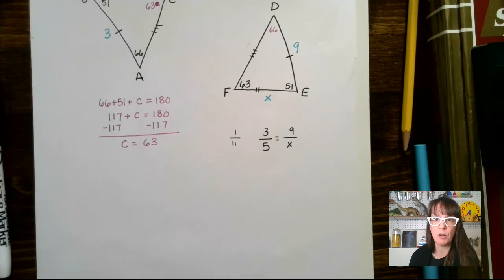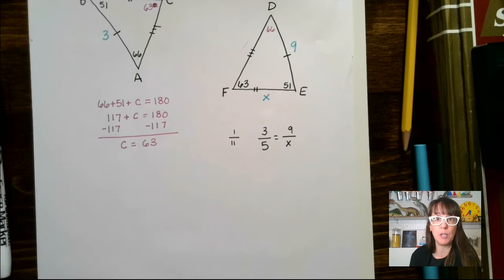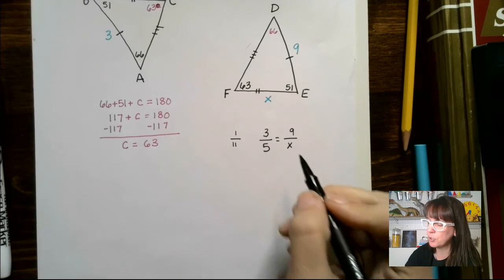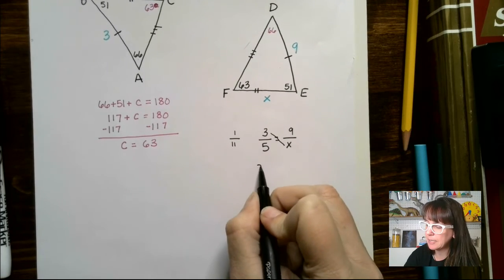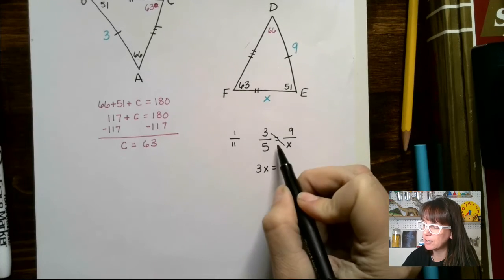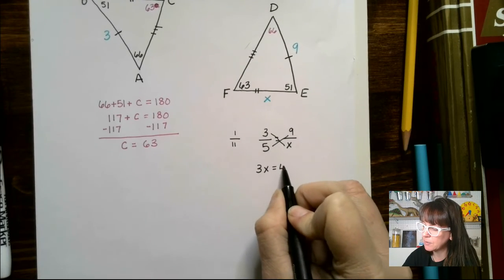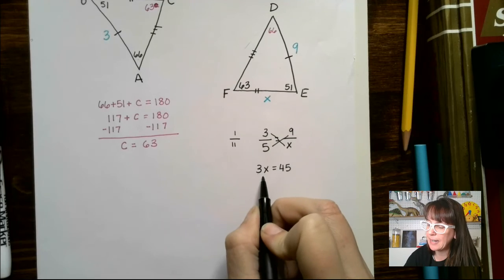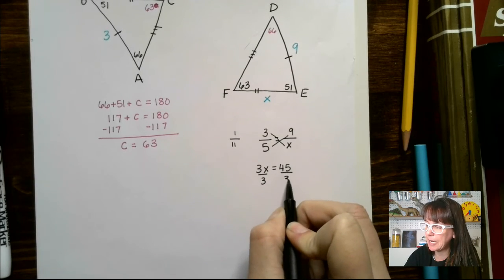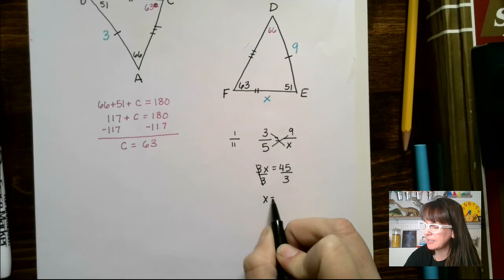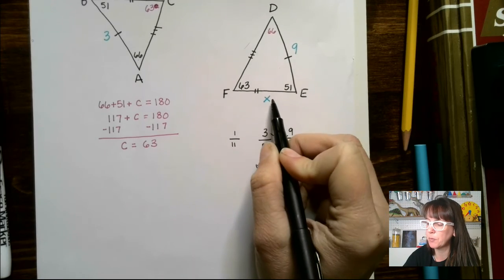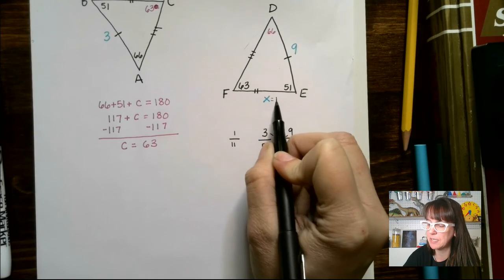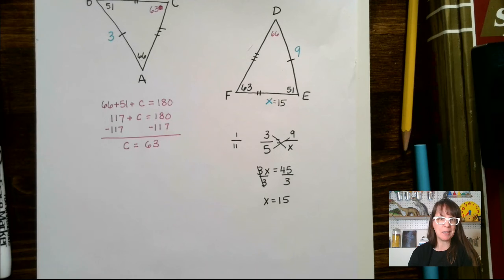Now we just have to solve this proportion. We can do that by cross multiplying. When you have fraction equals fraction, cross multiply. 3 times x is 3x equals 5 times 9, which is 45. To get x by itself, we divide both sides by 3, and we end up with x equals 15. So we have been able to solve this, and x is 15 because those triangles are similar.